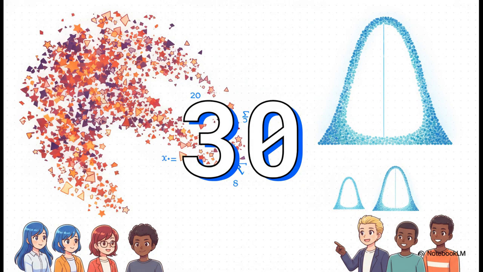Now, if you've studied stats, you've probably heard the famous rule of thumb that a sample size of 30 is enough for the central limit theorem to kick in. And for many moderately non-normal populations, that's totally true.